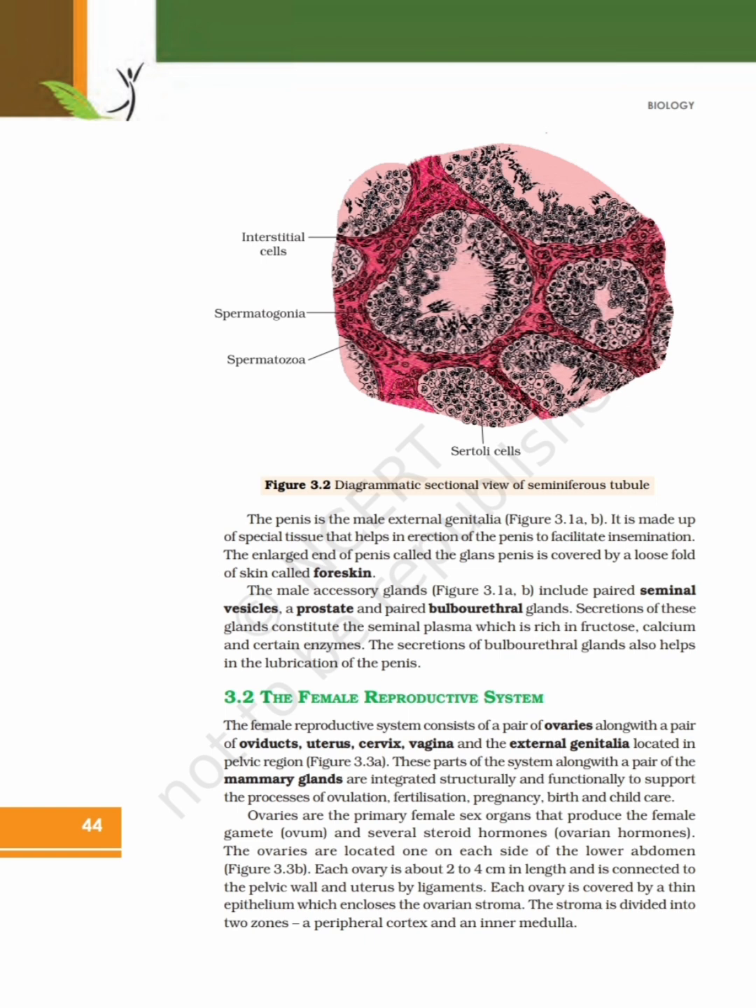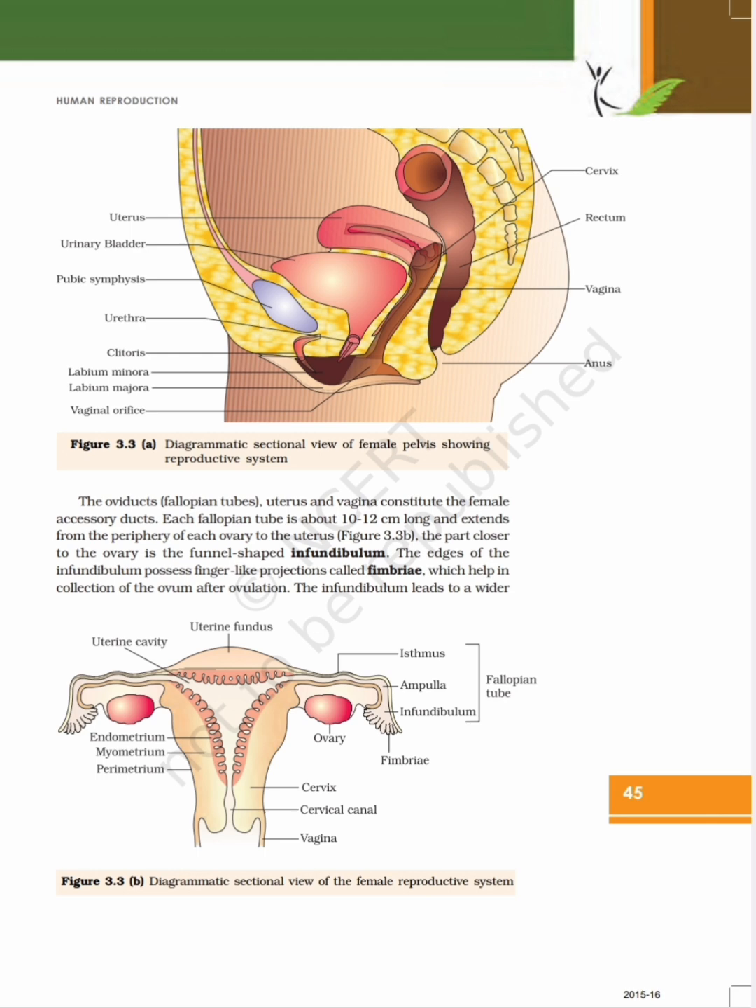Now we have the oviducts, that is the fallopian tube. Okay, so the oviduct, that is fallopian tube, uterus and vagina. Uterus means where the child is there inside the mother's tummy. The uterus is also known as womb. Okay, so जो womb बोलते हैं ना, that is the uterus. So the uterus and vagina constitute the female accessory ducts. Okay, so fallopian tube, uterus and vagina, these three parts constitute the female accessory ducts.